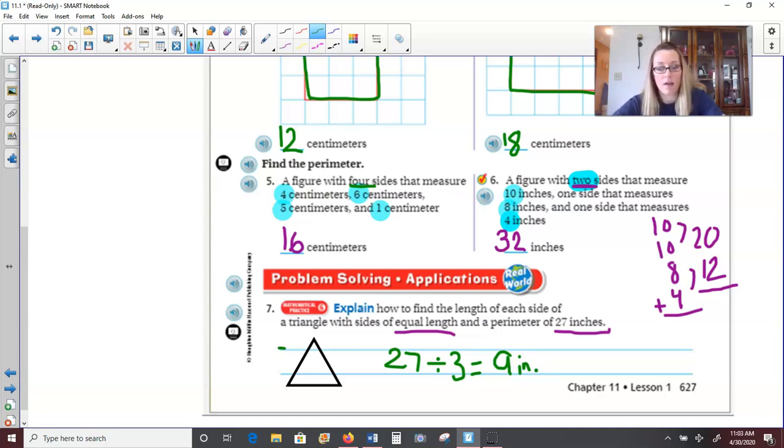Okay, you don't have to write words to explain it. If you kind of show your work here, that would be enough to explain how to find the perimeter. Each side would be 9 because 9 plus 9 plus 9 is 27.